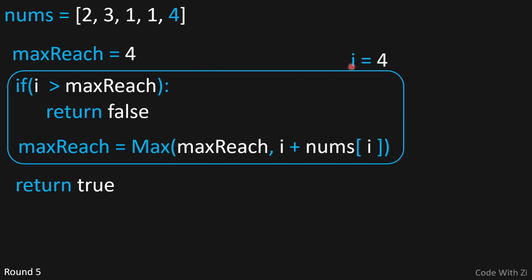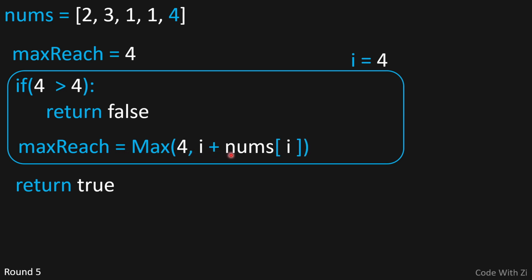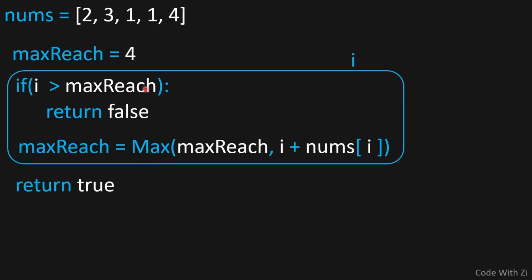In this round, our I is going to be equal to 4 and it's going to be pointing to this number here. We're going to check our logic. We're going to say if I is greater than maxReach, meaning if 4 is greater than 4, which is not, do the following because this is not going to be true. So we're going to ignore this line and we're going to calculate our maxReach again. We're going to say maxReach is equal to the maximum value between maxReach, which is 4, and I plus nums of I. Well, I is 4 and nums of I is also 4. That's going to give us 8. We're going to pick the maximum value between 4 and 8. That's going to be 8. And now maxReach is equal to 8. And we're going to be done with the loop because that was the last number inside of our array. And we're going to return true.